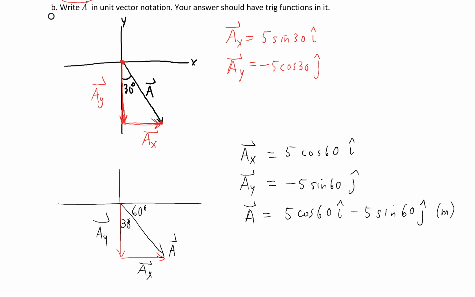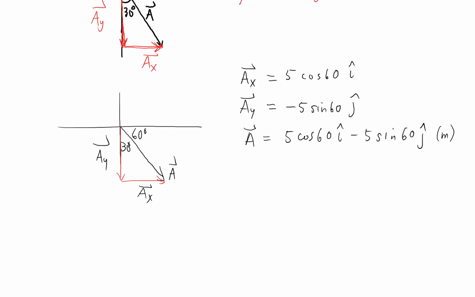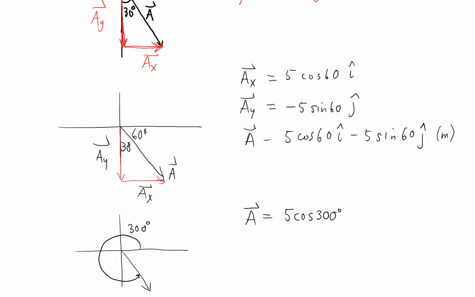Okay, there is yet another way you can do this. Let's see if I can draw it. Oh, I've run out of paper, but okay, here is A. You could have realized that it's 300 degrees all the way around. And then you would have written the following. A equals 5 cosine 300 degrees i hat.